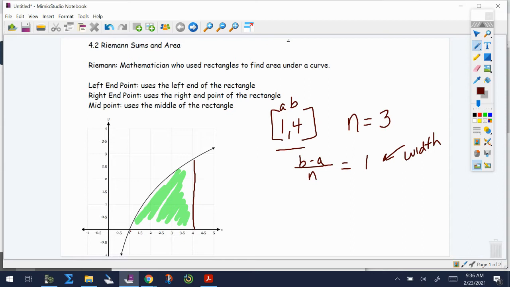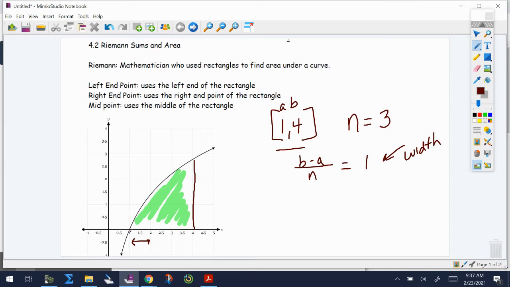So now we've got to figure out how high to draw the rectangles to get that height, because if we have width and height, we can multiply them together to get area. And that's where this whole left, right, midpoint idea comes in. If you're doing a left Riemann approximation, that means that you're looking at the left side of the interval to draw it. So my first interval goes from 1 to 2. The left side is 1. That's the left side of that first interval.